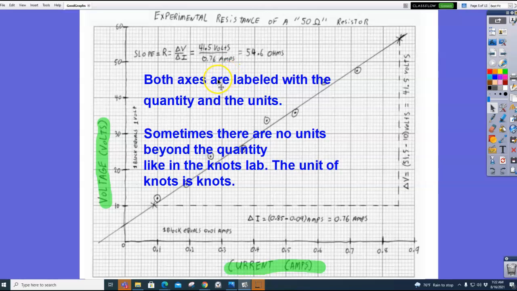Both axes have to be labeled with the quantity and the units. It's not enough to just say voltage. You have to say voltage, volts. It's not enough to say current. You have to say current in amps. We will be graphing things like position, and the units there would be meters, or time, and the units would be seconds. But they have to have both. Now, once in a while, we'll graph something that doesn't have units, like in the knots lab, and the units of knots was knots, so labeling one axis as knots is fine.